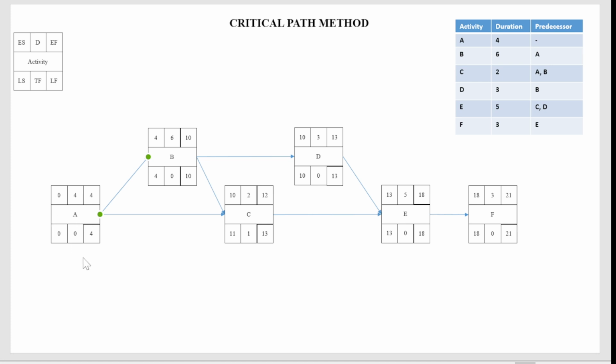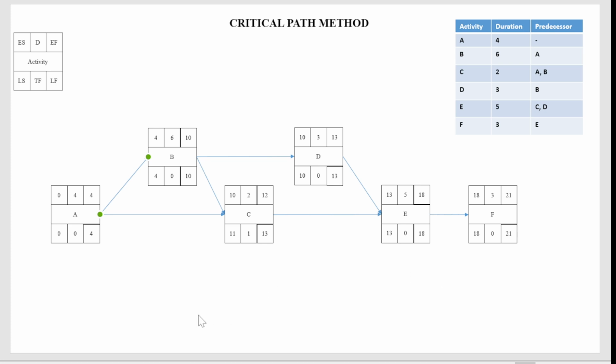So this is all about the critical path. This was the easiest problem in the critical path method. So let me recap this question. While doing the forward pass, you take the higher value. While doing the backward pass, you take the smaller, least value, from late start to late finish.